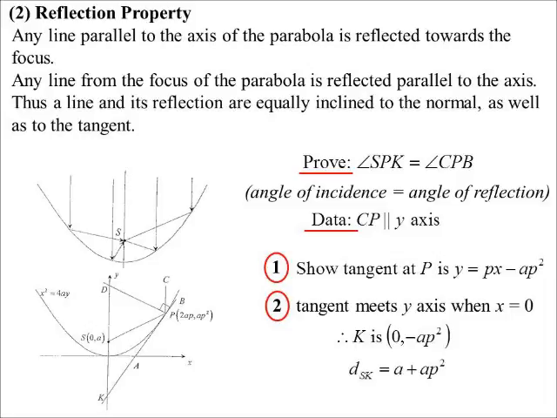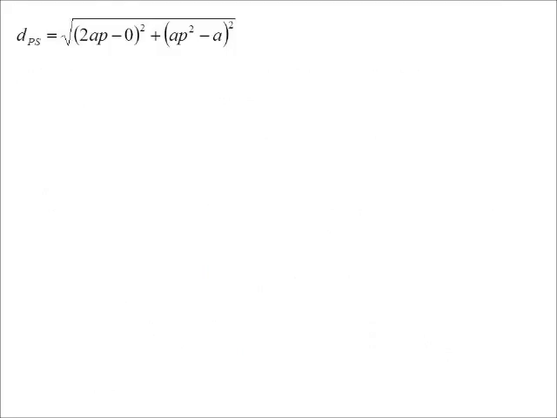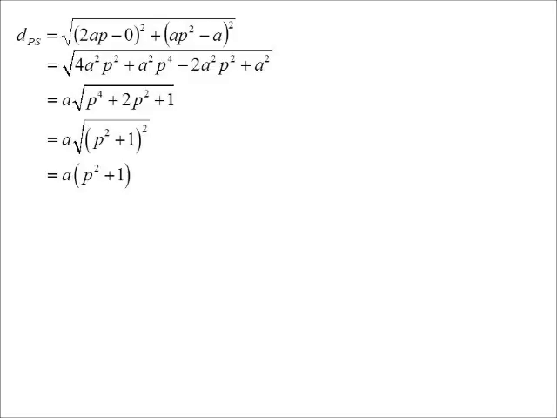So the length from S to K, well, we know from the axis down to K is ap squared. And then there's a above the axis to the focus. So the overall distance must be a plus ap squared. If that wasn't immediately obvious, you could, of course, use a distance formula and prove that. But as it's a vertical distance, I can just add that amount plus that amount. Now I'm going to find the distance from the focus to the point of contact, that point P. This one I've got to use the distance formula for. So it'll be the square root of (2ap minus 0) all squared plus (ap squared minus a) all squared. And expanding out, collecting terms, it actually turns out to be a(p squared plus 1), which is that same distance. So yes, it does equal SK.